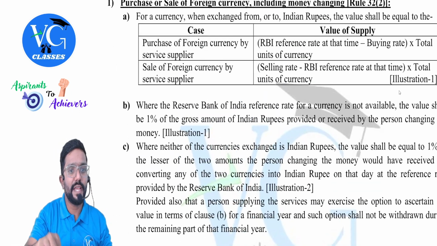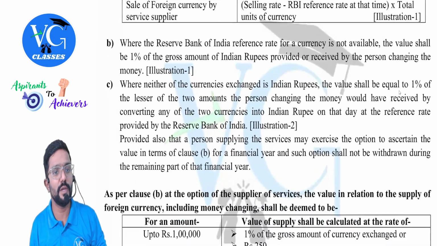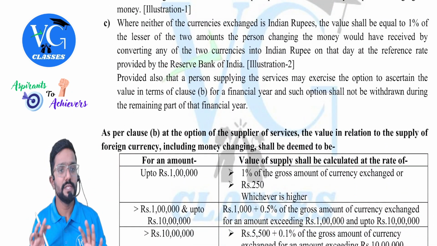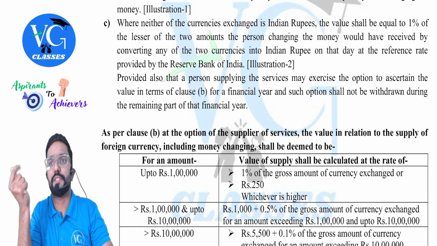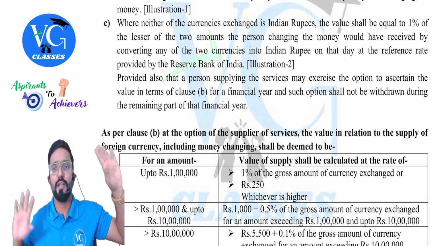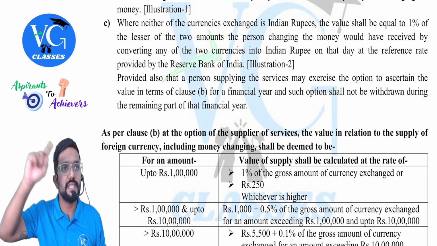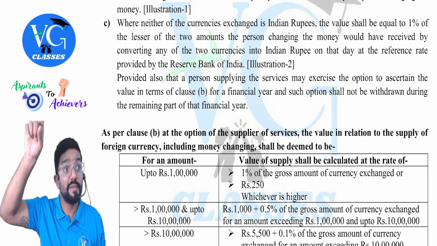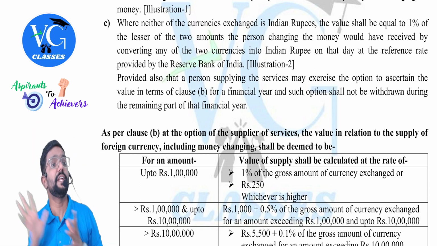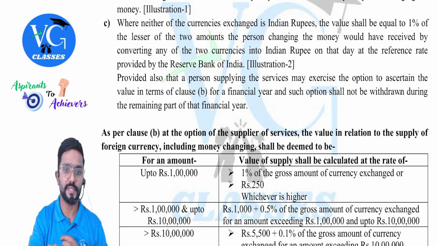So in that case, I cannot apply point A also. I cannot apply point B also. Because in both the points, Indian rupees is important. Sir, when neither of the currency is Indian rupees, what did we exchange, guys? Singapore dollar, Australian dollar. None of them is Indian rupees. In that case, what should we do is, for both the currencies, exchange rate in Indian rupees will be there, no? Convert both the currencies into Indian rupees.